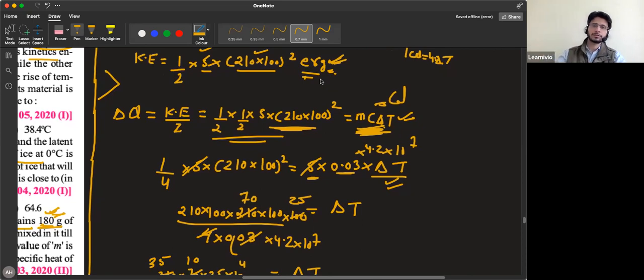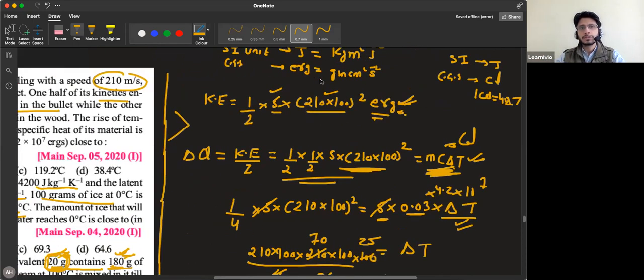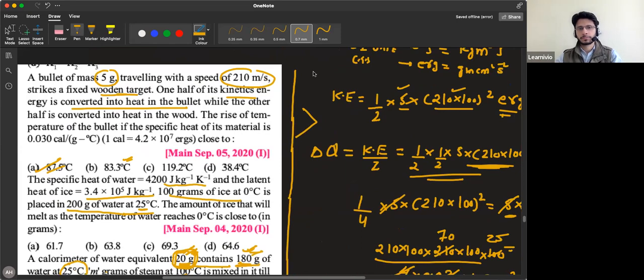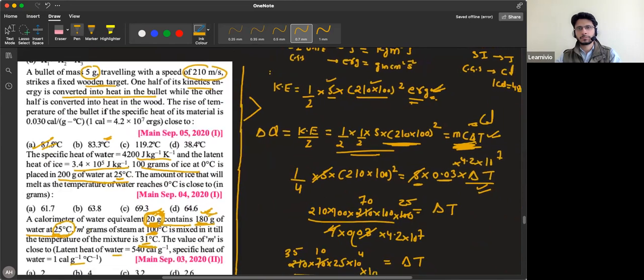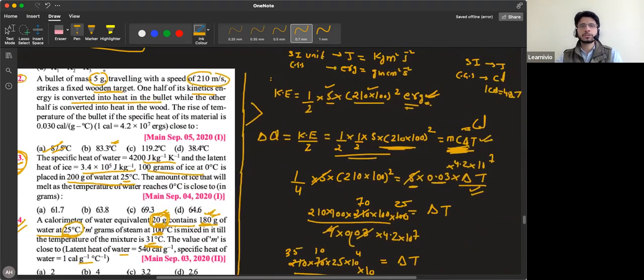So this mc delta T. Sir, could you please just show the question? Yes. So why did we multiply 100 to 210? Because the mass is in gram and speed is in meter per second, so I convert this into centimeter per second. I'm doing all the calculation in CGS because specific heat is in CGS. That's why. Okay, sir. Yes, sir. Uneeb, done? Yes, sir.